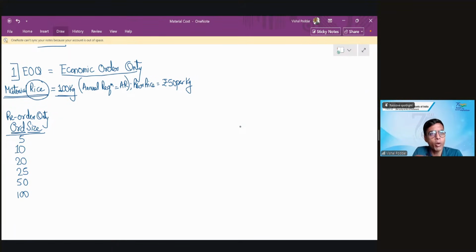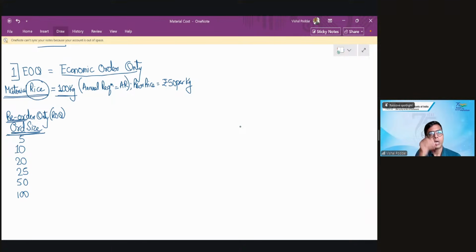So you have multiple options. I've just given you a few. You have options from 1 to 100. You can select any of these, which you will buy every time. So every time you go to the market, you will buy that quantity, which is called the reorder quantity, in short ROQ, which is also called your order size. That is the quantity for which you are placing the order.